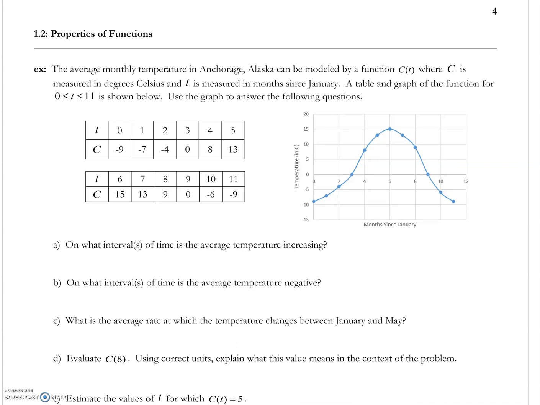Section 1.2 is all about properties of functions. In this section, we're going to look at both functions that are in context and out of context. When I say in context, I mean that there's a story around the problem.